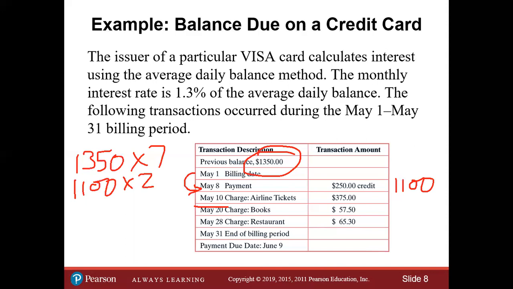At that point, airline tickets are charged, so that's $375. Then the balance goes up to $1,475. And it is $1,475 from May 10th to May 19th, which is 10 days.